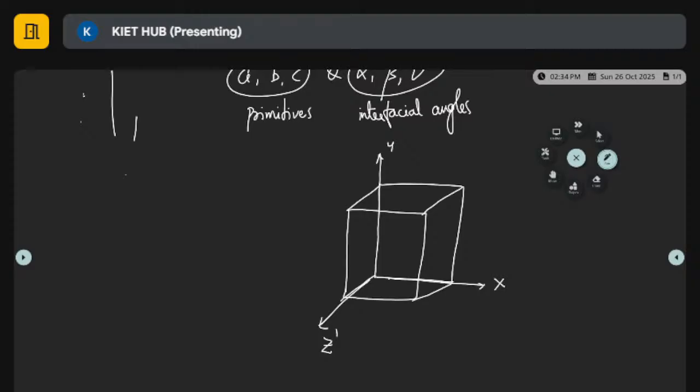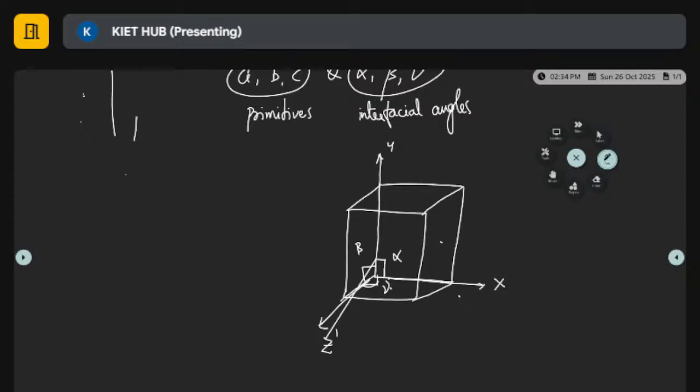Sorry, z. Now between these axes, some angles are there or not? This is alpha, this is beta, and this is gamma. So the angle between the axes parallel to faces are interfacial angles. This line with respect to this face, this vertical face, between them some angles are formed or not? Interfacial angles, alpha, beta, gamma. It may be equal to 90 or other than 90.